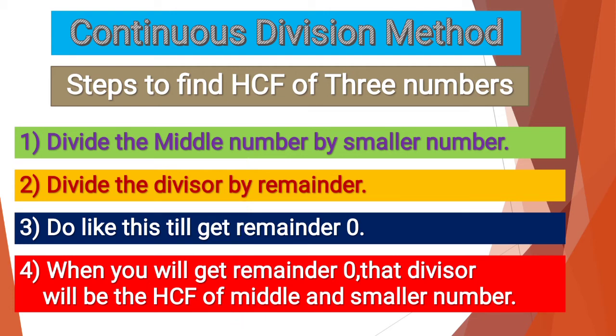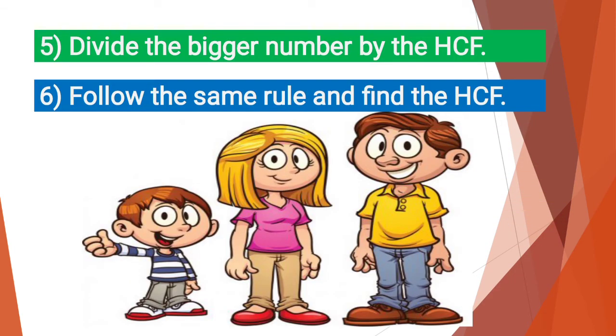Now we will divide the bigger number by the HCF. We now know the HCF of the first two numbers, so that HCF will divide the bigger number. Follow the same rule, till the remainder is 0, and that divisor will be the HCF of all the three numbers.